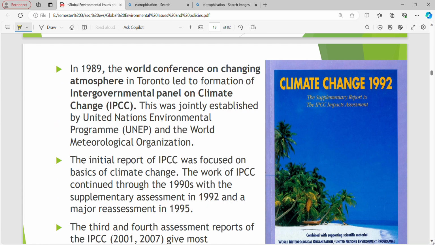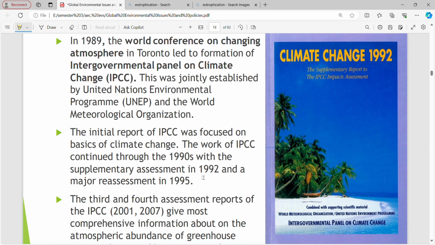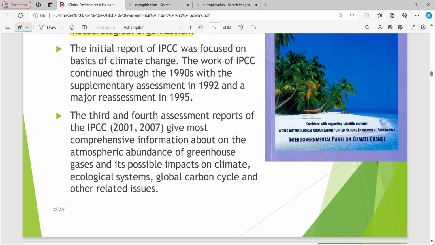So in 1989, the World Conference on Changing Atmosphere in Toronto led to the formation of the Intergovernmental Panel on Climate Change. This was jointly established by UNEP and the World Meteorological Organization. The initial report of IPCC was focused on basics of climate change. The work of IPCC continued through the 1990s with the supplementary assessment in 1992 and a major reassessment in 1995.